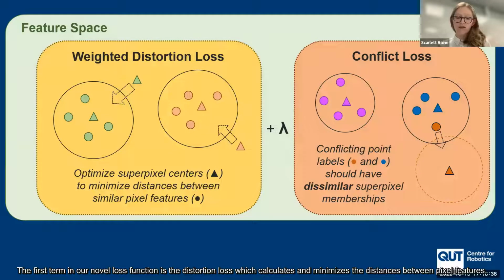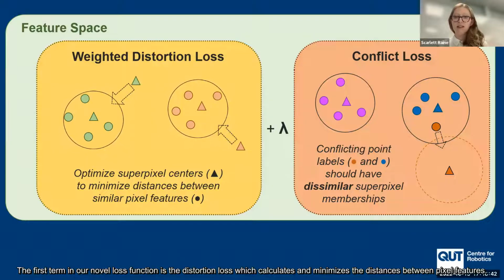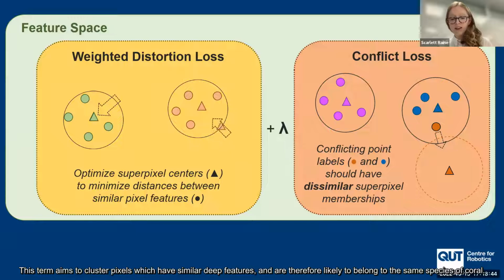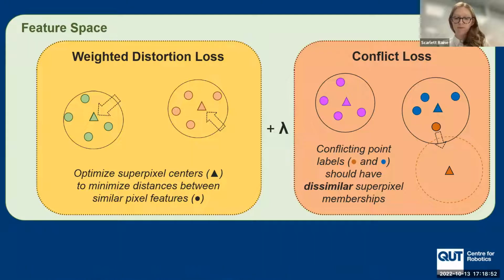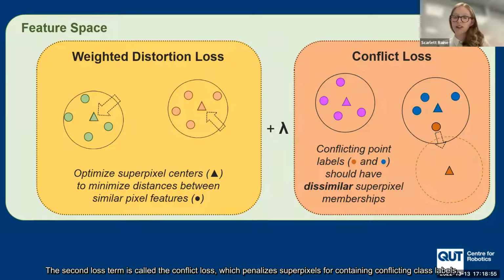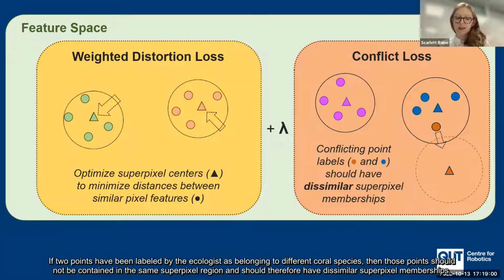The first term in our novel loss function is the distortion loss, which calculates and minimizes the distances between pixel features. This term aims to cluster pixels which have similar deep features and are therefore likely to belong to the same species of coral. The second loss term is called the conflict loss, which penalizes superpixels for containing conflicting class labels. If 2 points have been labeled by the ecologist as belonging to different coral species, then those points should not be contained in the same superpixel region and should therefore have dissimilar superpixel memberships.